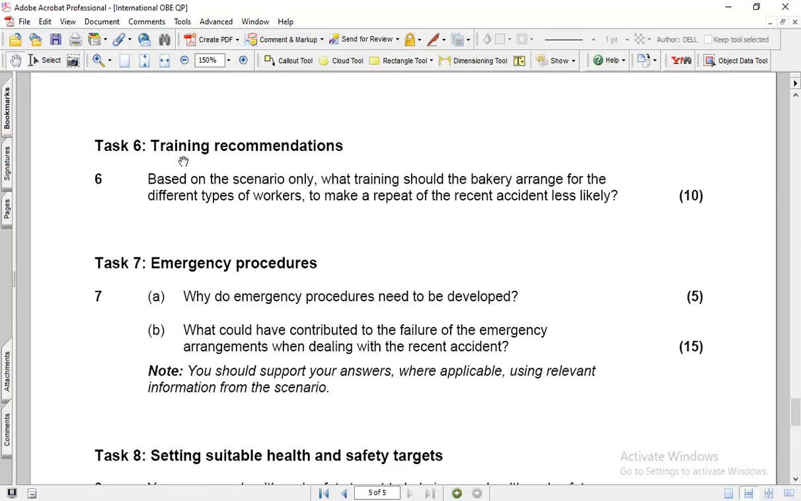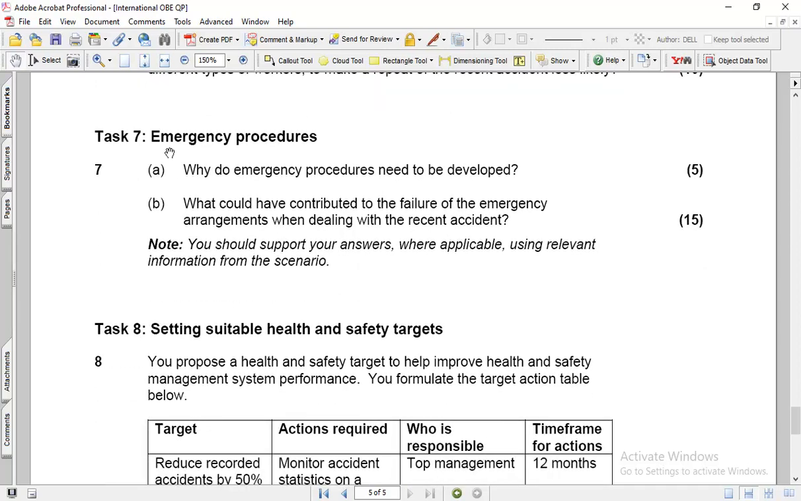Next, task 6, training recommendations. Based on the scenario only, what training should the bakery arrange for the different types of workers to make a repeat of the recent accident less likely? So this task is also limited to the scenario only. We have 10 marks for the task. We should provide 10 to 12 trainings that should be arranged in the bakery organization.